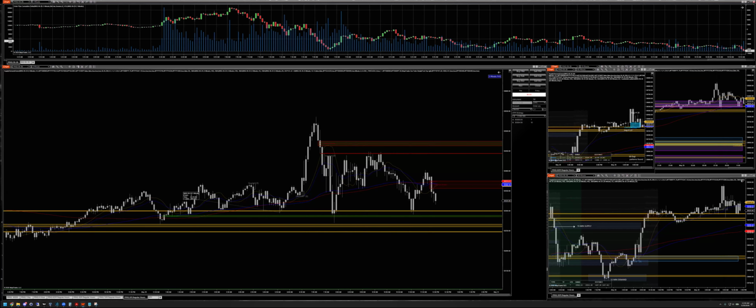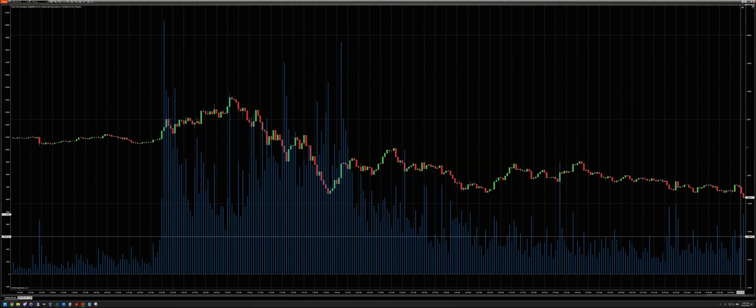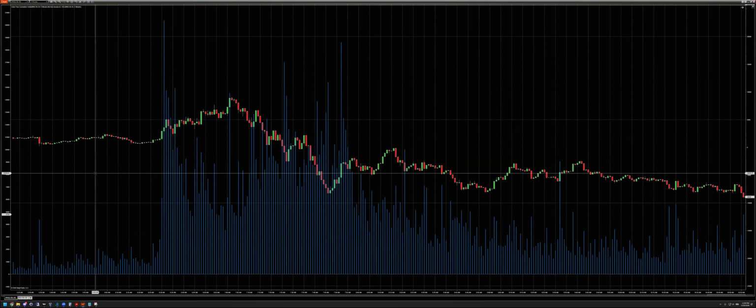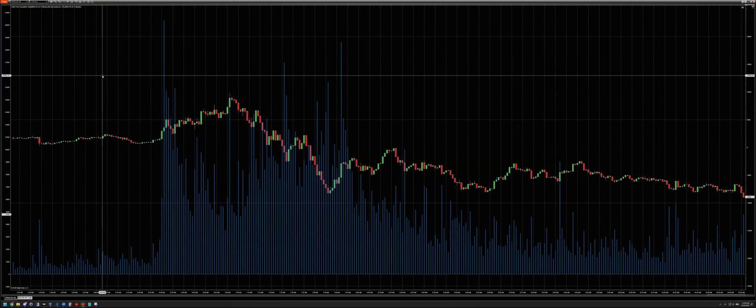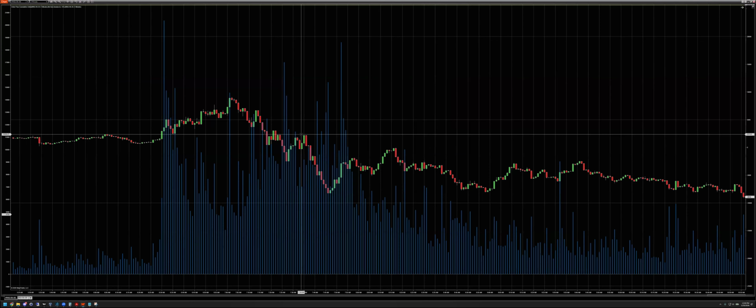Let me make it bigger. So the blue bars, is it regular volume or is it delta? Regular volume. The blue bar is regular volume and the delta is overlaid. So let me turn it off and check this real quick. So see, just order flow, cumulative delta, and volume, and the candlesticks are invisible.